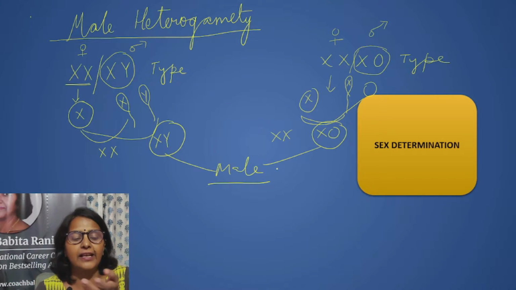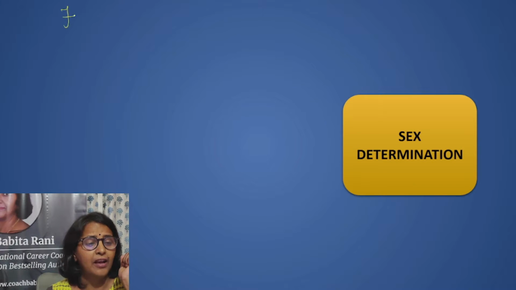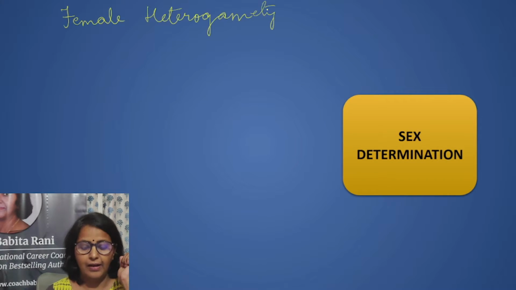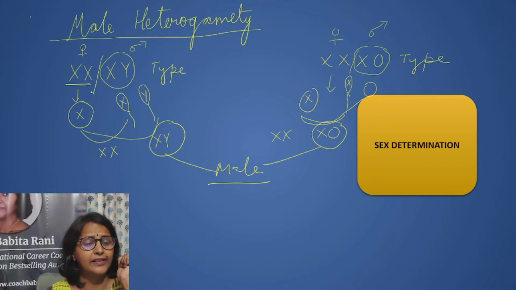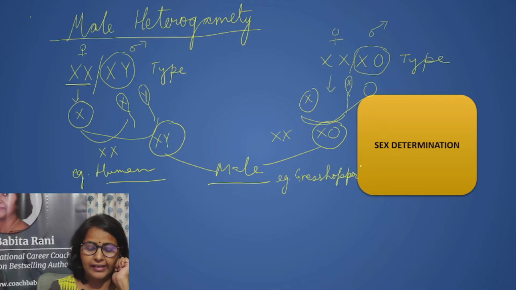Who is determining the sex? It is the male who will determine the sex, because they are different. Females are the same, they are always contributing the same X chromosome, so they are not responsible for determining the sex in male heterogametic cases. If you look at female heterogamety, the females will determine the sex. This is an example of human being, so this kind of sex determination. This is an example of grasshopper. Grasshopper have XX/XO type of sex determination.